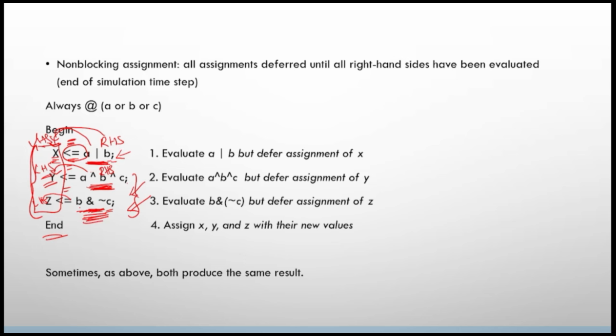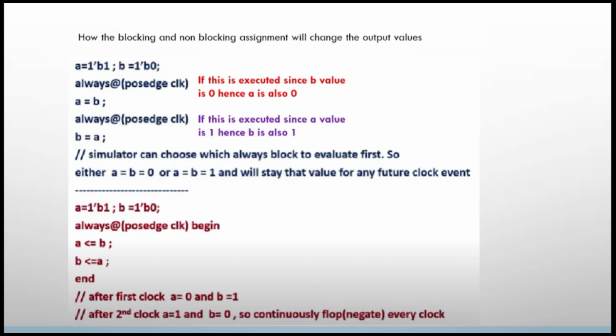Like if you see here, after executing B and the negation of C, and after confirming that there are no more statements behind this, only then will the values be assigned to X, Y, and Z concurrently. So this is what non-blocking assignment does. Hope you got an idea of the difference between blocking and non-blocking assignments.